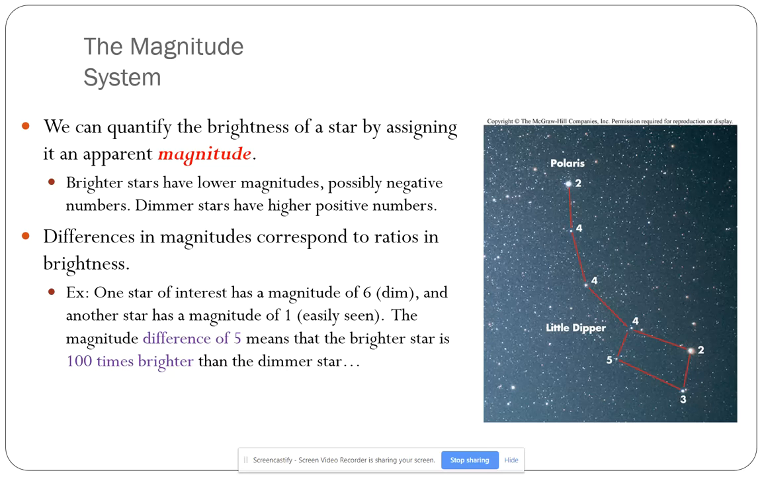Well, what if there's something that's really, really bright? Something that's brighter than a 1st magnitude star? What's that going to become? That's exactly right, 0 or negative. So stars with a negative magnitude are brighter than stars with positive magnitude. Right? That just comes from taking that original thing and extrapolating it in both directions.